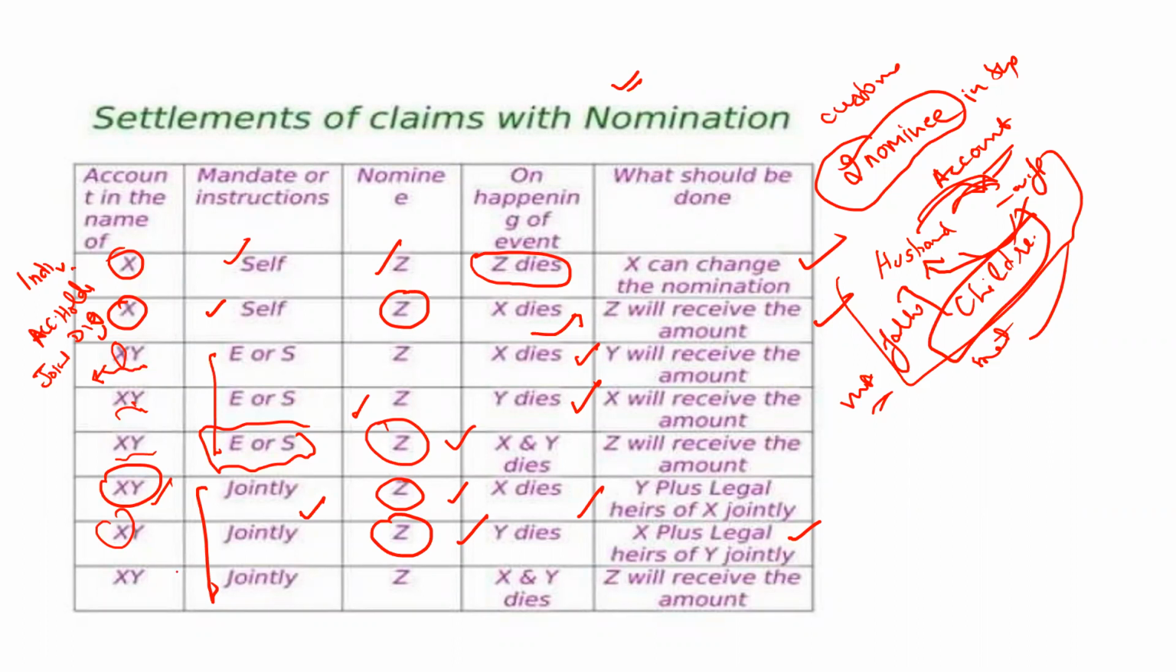Clear? Now the role of the nominee comes in. Here X and Y are the account holders and Z is the nominee. Both X and Y die. So basically, who will receive the money? Z will receive the money in that case.